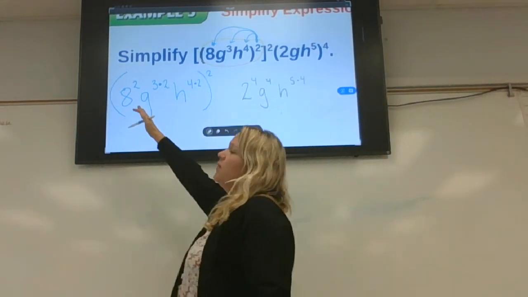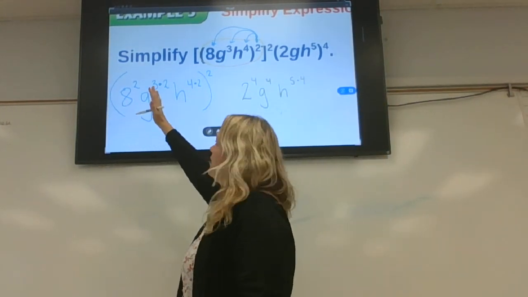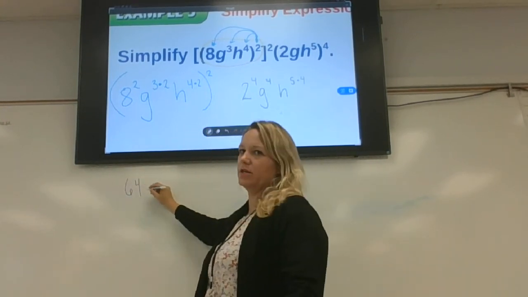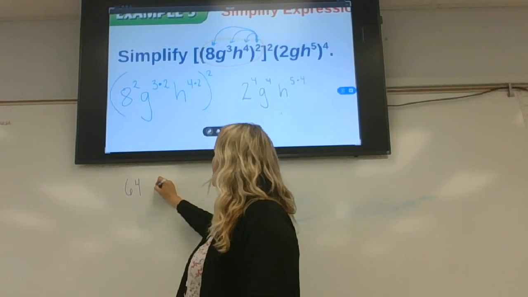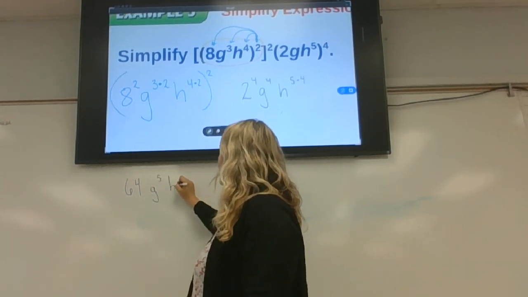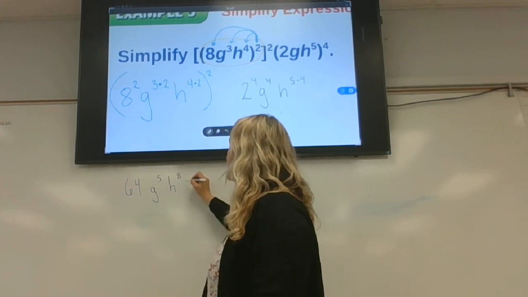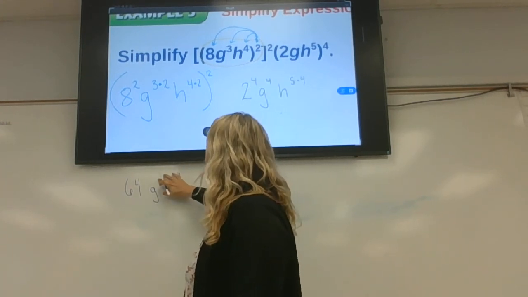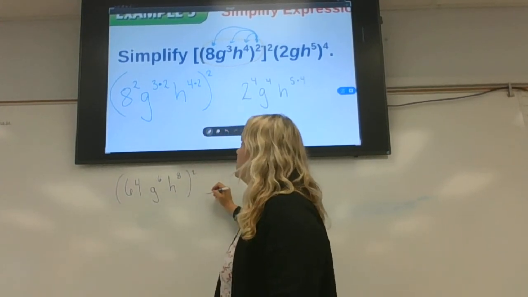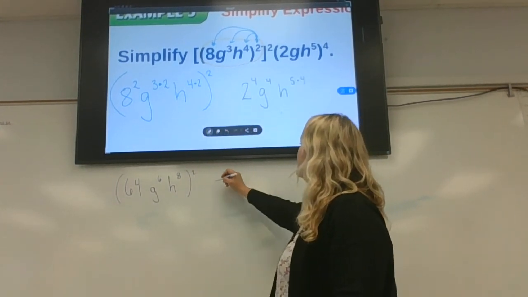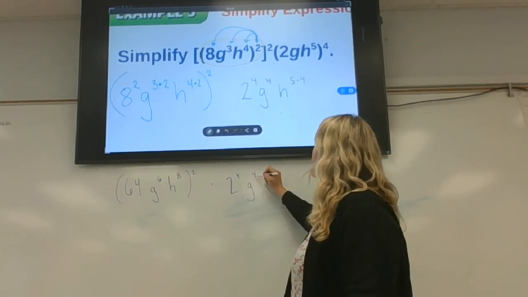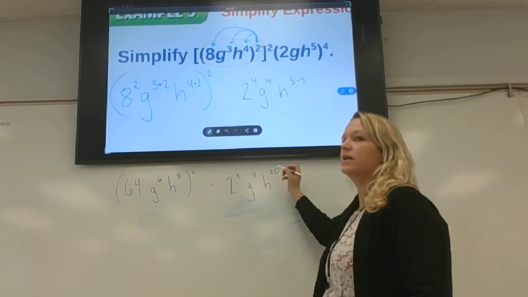Okay. All right. So what's this, right? Even though I've been leaving exponents to make this easier, I'm gonna make that a 64. Does everybody agree? I didn't have to do that. You could have left it 8 squared. G to the 5th, H to the 8th. I'm sorry, 6. And that all still has a 2 on the outside. 2 to the 4, G to the 4, H to the 20th.